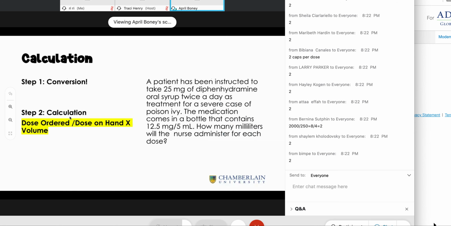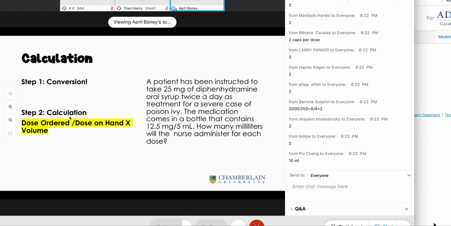Okay, let's move on to some volume. So now we're going to use dose order divided by dose on hand times volume. Volume is liquid. So our prescription is for 25 milligrams of diphenhydramine twice a day. And they're telling us it's for poison ivy, which is kind of irrelevant because this is a math question. We don't really care why we're giving it. It's coming in 12.5 milligrams per 5 milliliters.